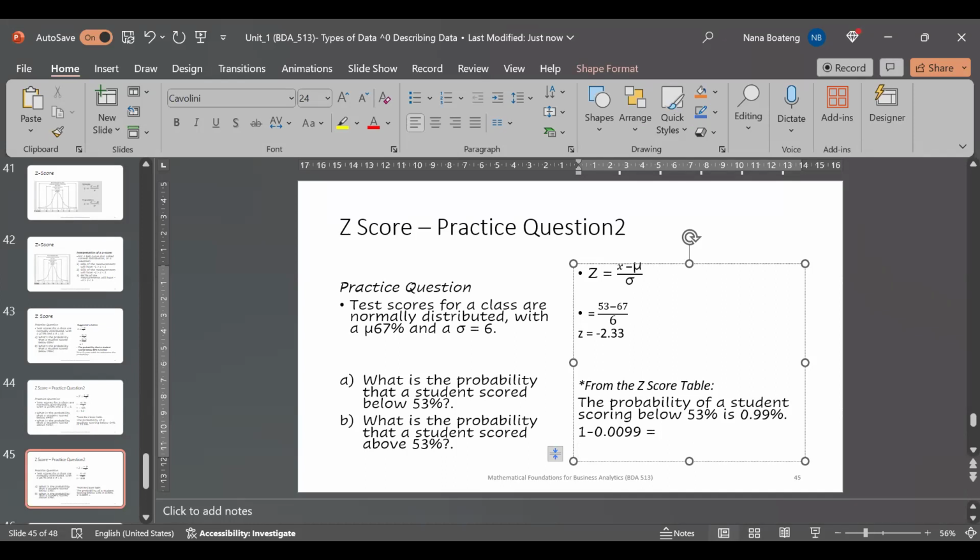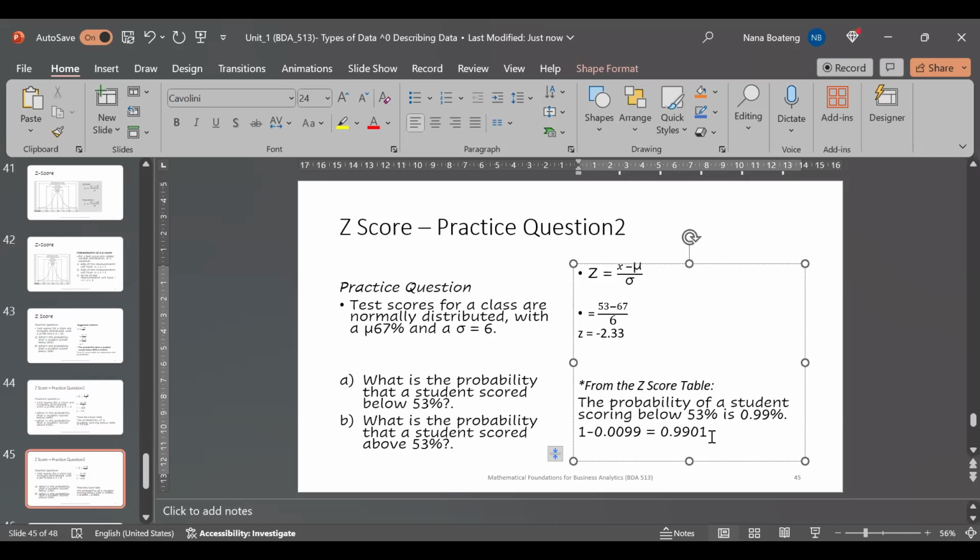I have 0.9901. Okay, this is the same thing we have in the table, isn't it? So this is the decimal. Now, if you want it in percentage, you just multiply this by 100%. Then it gives you 99.01%.